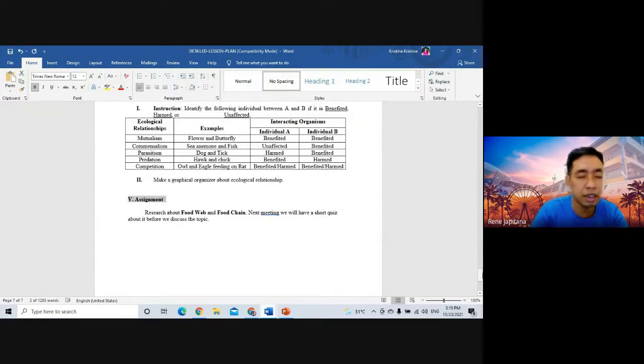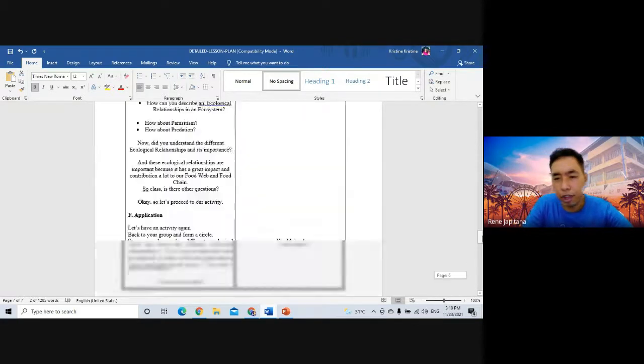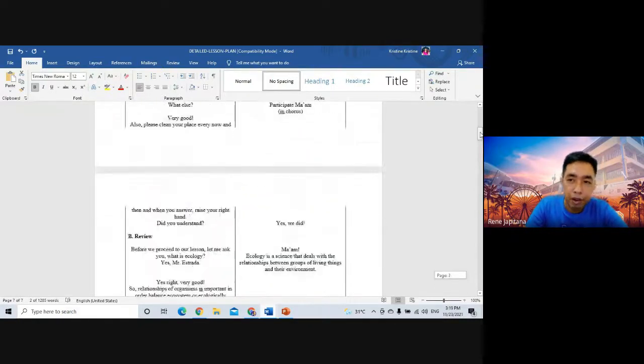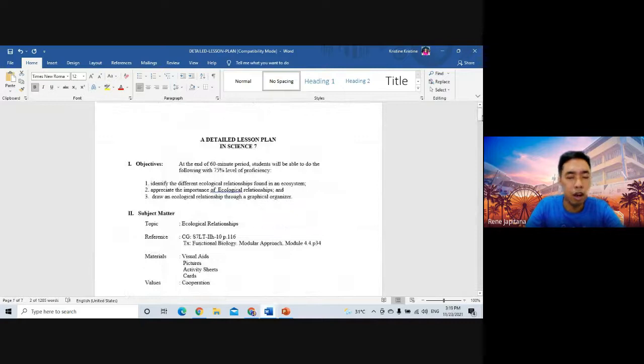But it will really differ from institution to institution. In my case, I am using this one. This is a science subject. So I am also expecting you to make your own lesson plan based on this. I am not expecting that you can craft a well-crafted lesson plan, but I am hoping that you can create your own based on the example given.